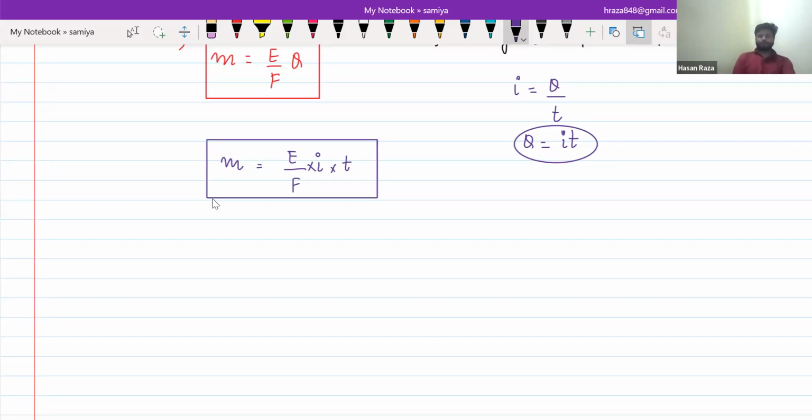So I want to ask some questions. F is given, F is constant, and we know the value of F, that is 96,500 Coulomb. I is current. We know what is current. T is time. What about this E? Does anyone know about E? That is equivalent weight or equivalent mass.